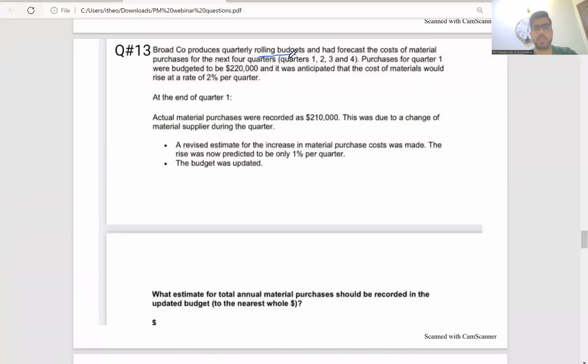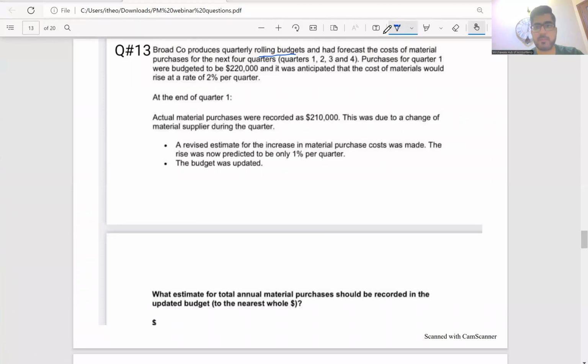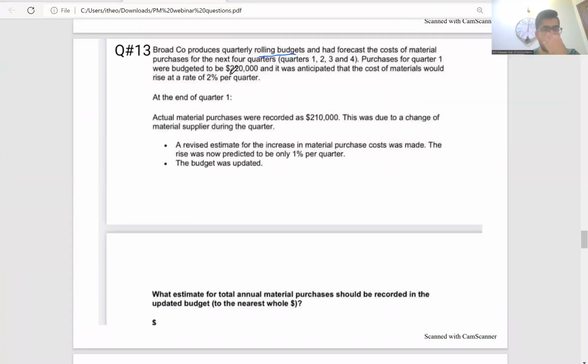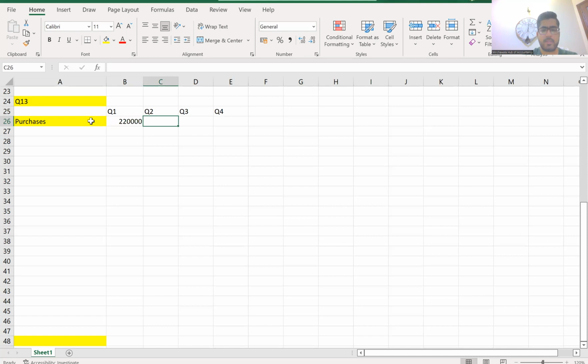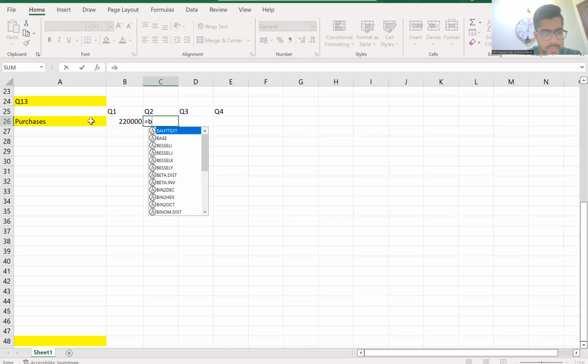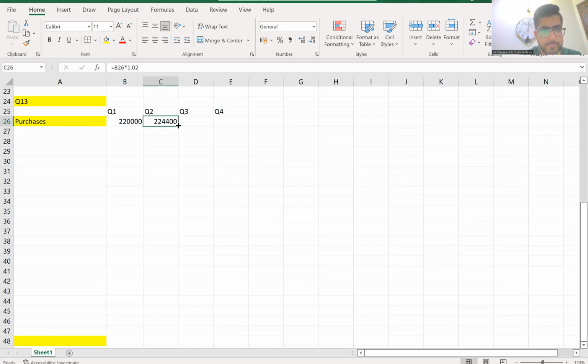So Broad Company produces quarterly rolling budgets, has forecast the cost of material purchases for the next 4 quarters, 1 to 4. Purchases for quarter one are budgeted to be 220,000 and it was anticipated that cost would rise at the rate of 2% per quarter. So increase by 2%, B26 increased by 2%. That means it became 102%. And the previous one, C26, 2% per quarter, and then D26, 2% per quarter.